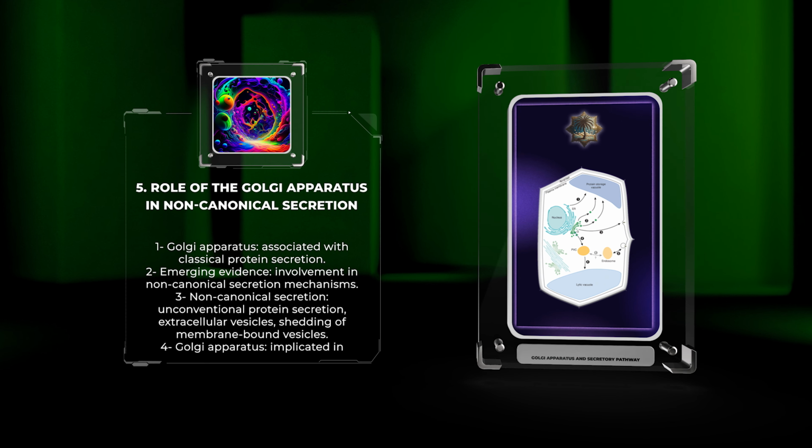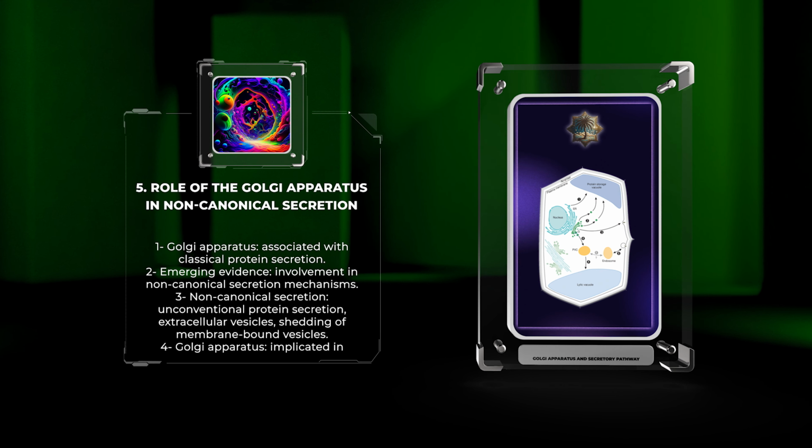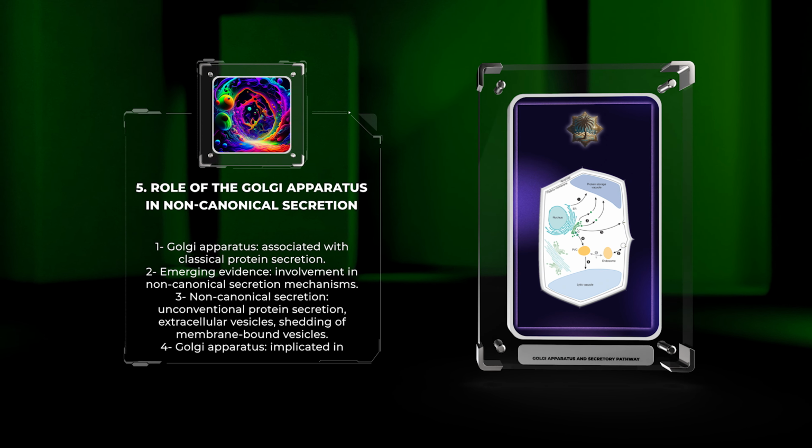Traditionally, the Golgi apparatus has been associated with protein secretion via the classical pathway, where proteins are delivered to the plasma membrane. However, emerging evidence suggests the involvement of the Golgi in non-canonical secretion mechanisms. Non-canonical secretion refers to the release of molecules that do not rely on the classic secretory pathway. This includes unconventional protein secretion, release of extracellular vesicles, exosomes, and shedding of membrane-bound vesicles.